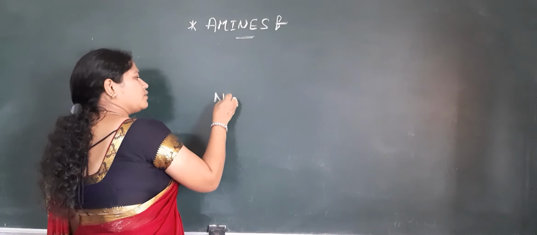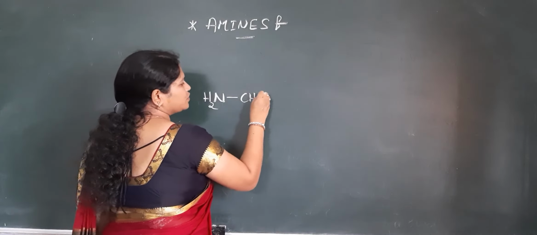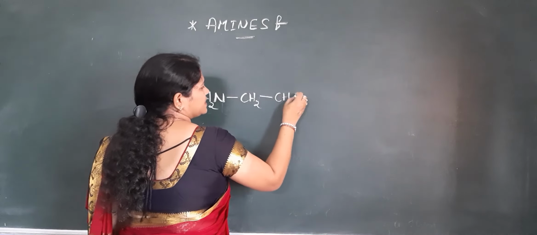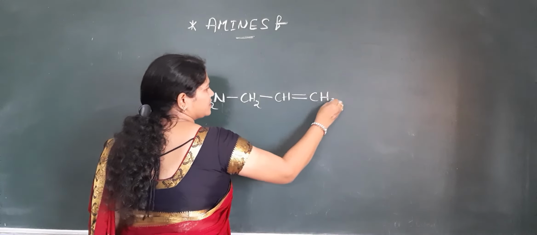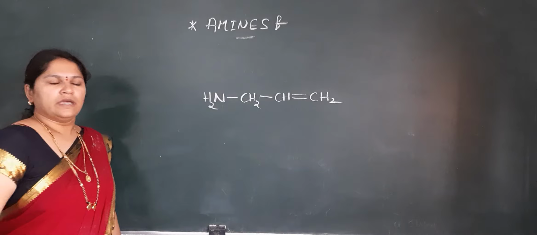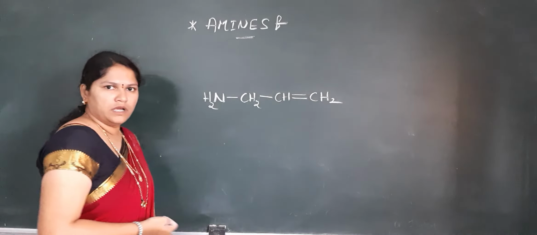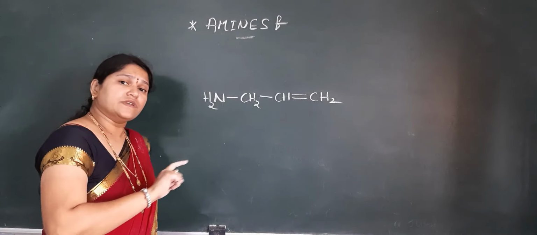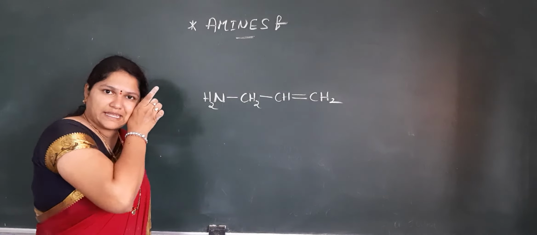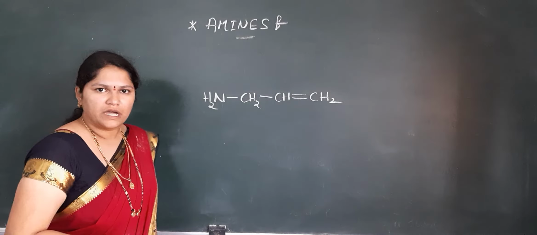If I want to give one more example, NH2 CH2 CH double bond CH2. Then what happens? See here. Here two functional groups are present. One is amine and one is double bond. You have to check the priority order, which is more reactive, which is less reactive. By comparing these two, amines are more reactive than the ene group.